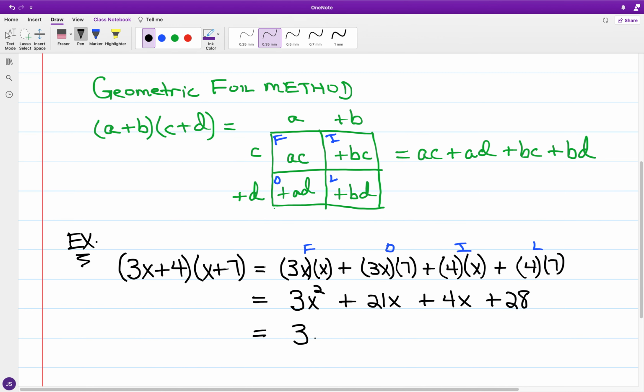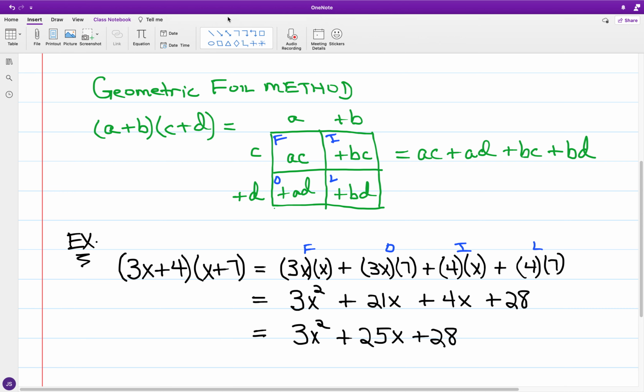If you notice, you have 3x squared, which is the standalone x squared term. But for just x, first order with no raised power, we have 21x and 4x, and these are what are referred to as like terms, so they can be added together. Thus 21x plus 4x forms 25x. And then at the end we have 28. That would be the resulting product in this case.